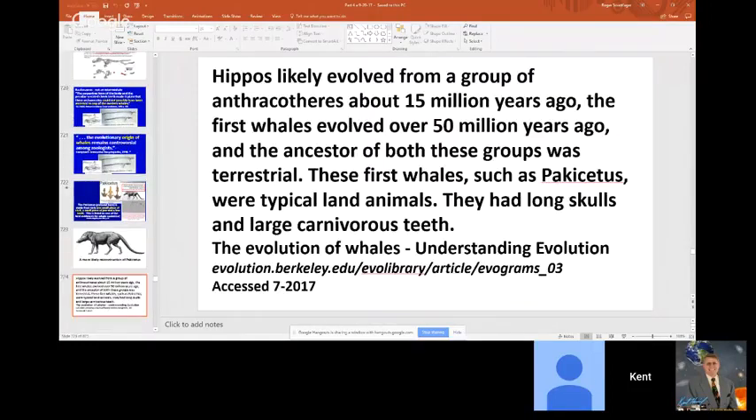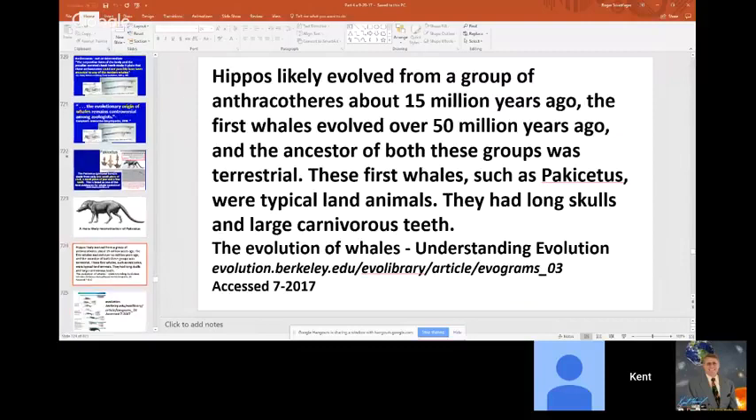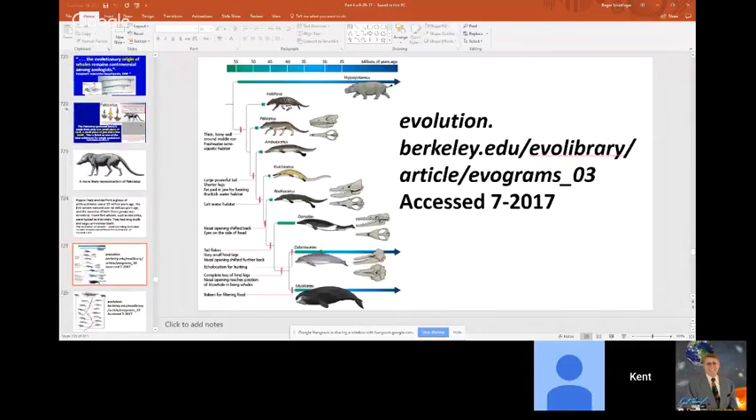Like this one from Berkeley University, this couple months ago. Hippos likely evolved from a group of these creatures 15 million years ago. That's silly. Hippos are still producing hippos. Whales are still producing whales. You don't have any evidence for evolution. None. You can believe that if you want, but I'm sorry, it's not science.